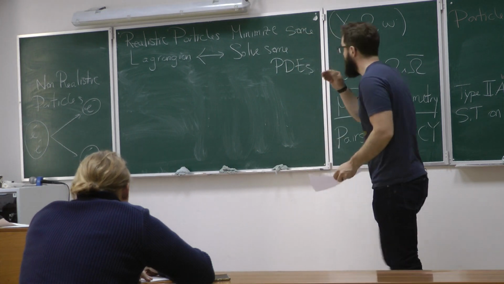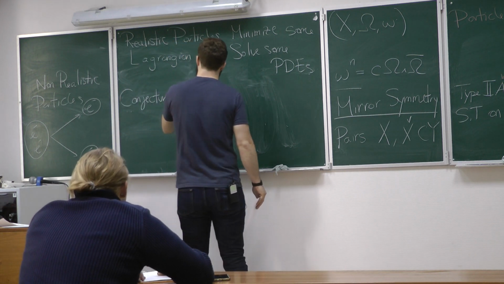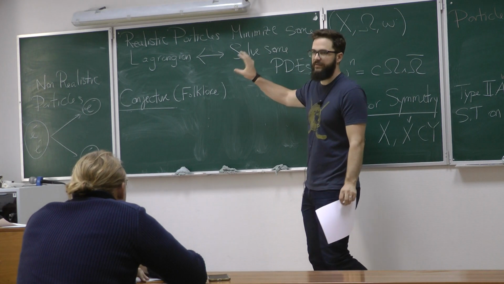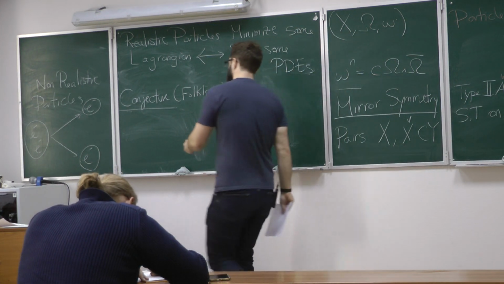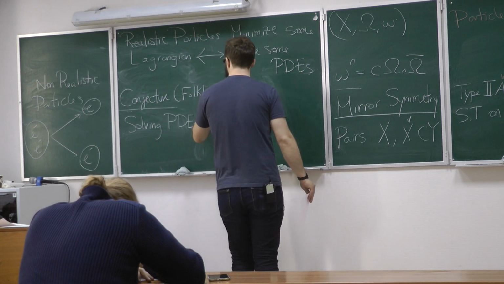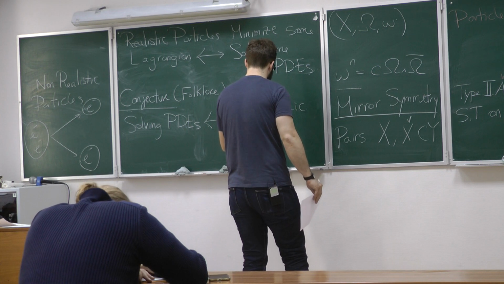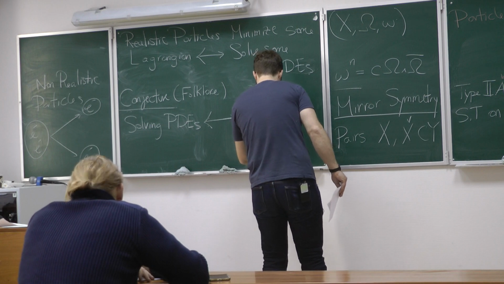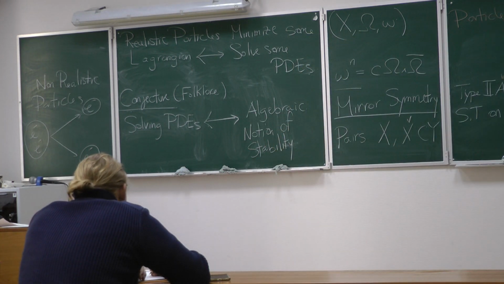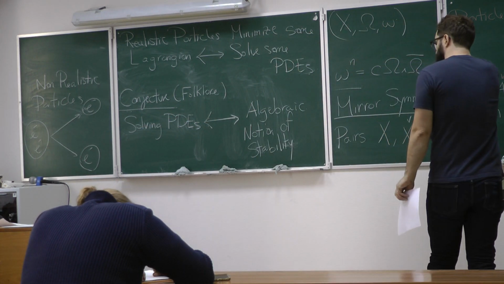So a long-standing folklore conjecture in the field is that there should be a way to describe these realistic particles purely in terms of algebraic structure. Or in other words, said differently, solving the PDEs should be equivalent to some algebraic notion of stability, which I will mention later in the talk. But in particular, there should be some purely algebraic notion which lives on one of these categories, which somehow predicts whether or not your object solves the relevant PDE. Okay, so that's the general picture.